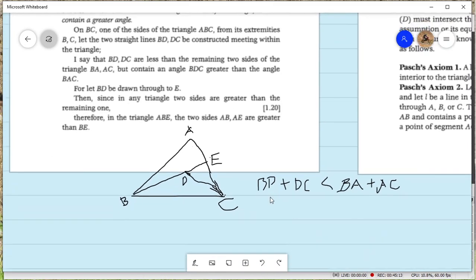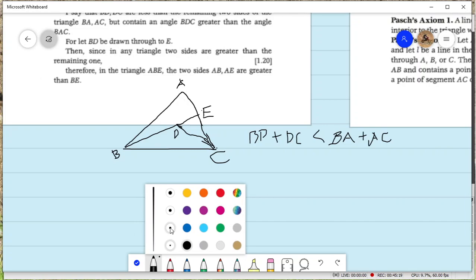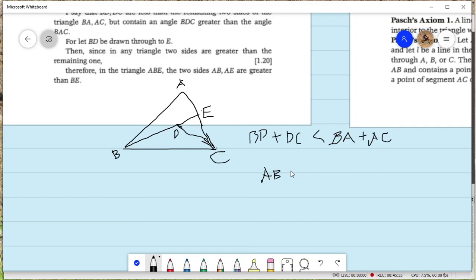So let us move this up. Again, by proposition 20, it can be stated that AB plus AE, these being the sides BA and AE of triangle ABE, should be greater than BE. Okay.